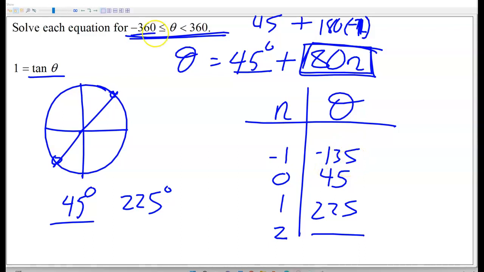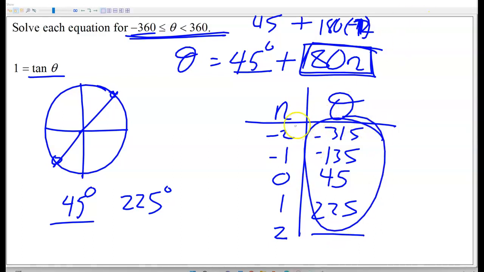That's still good because we don't want to go past -360. So let's do it again. If I plug in -2 and simplify it, I'm going to end up with -315. That's still good. But I'm pretty sure that if I tried to plug in anything else, like a -3, it's going to go past the answer we want. So I think we're done there. There's our possible answers. Okay?